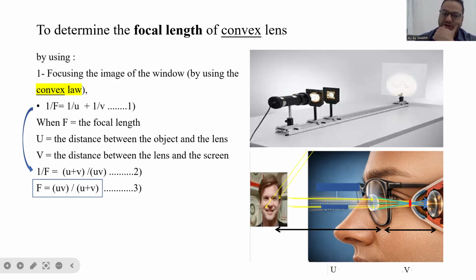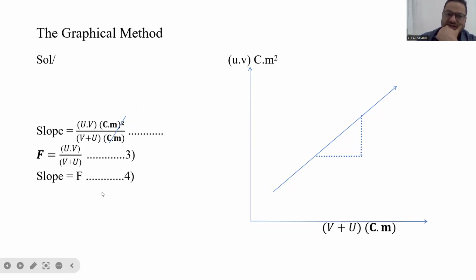Equation number 3, and we will use it to calculate the focal length directly, and by using the graphical method, by putting u multiply v at y and u plus v at x. Here, like I said before, the relation between them must be a linear relation. By that, we have the opportunity to calculate the slope.